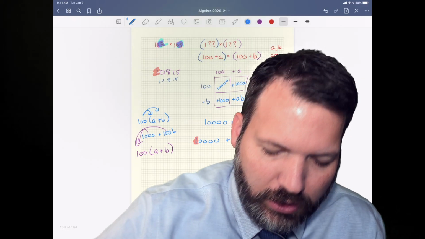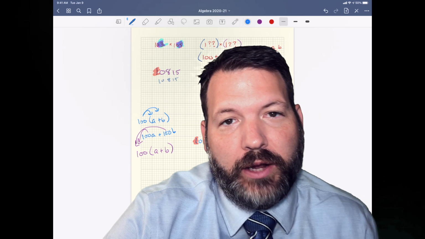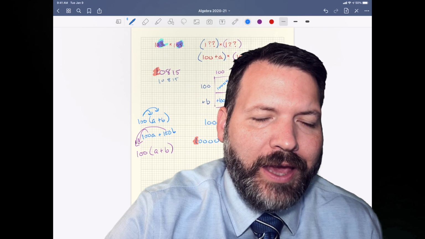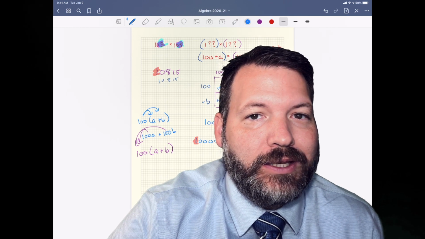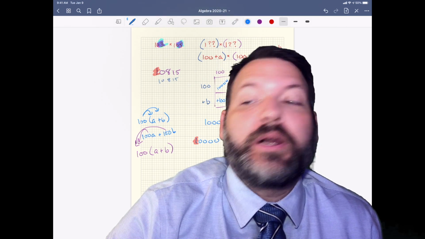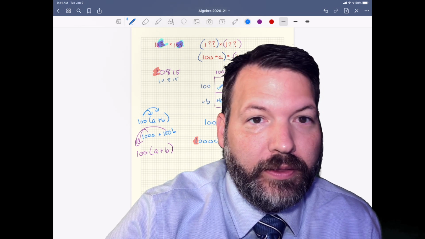So we had just talked about the just above 100 trick, multiplying numbers that are just above 100, and how the area model can help us understand that trick. And I'd like to use the area model now to generate our own trick. And so that process is going to look like this.